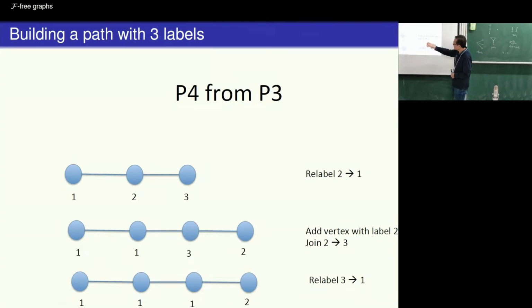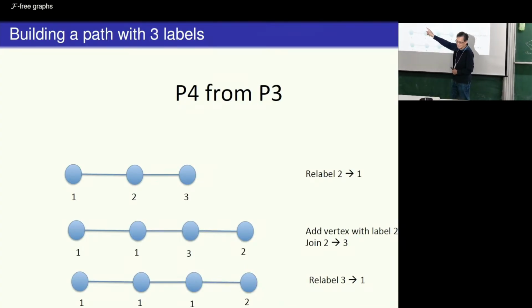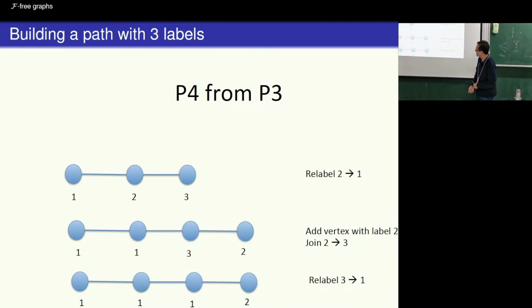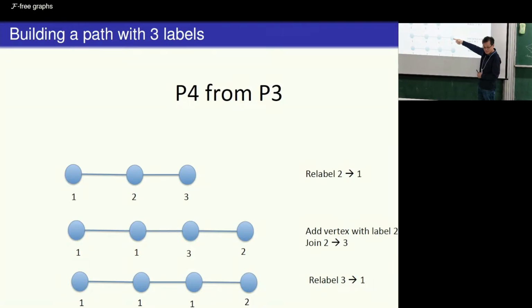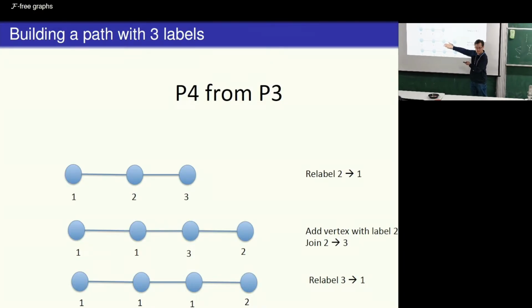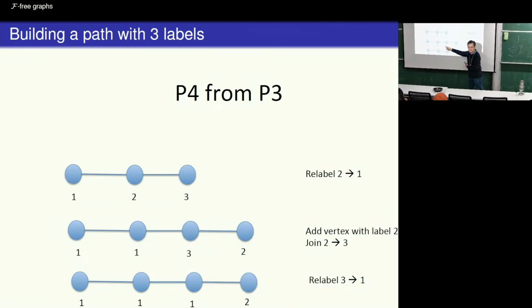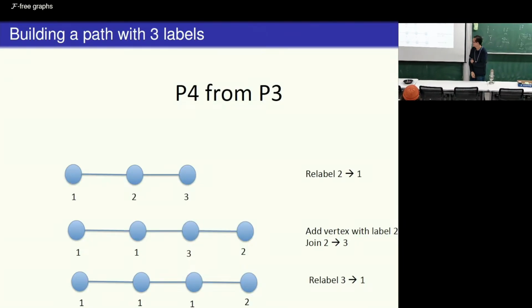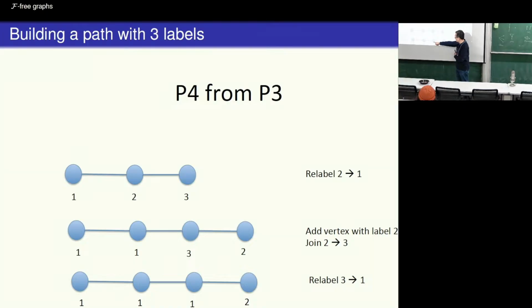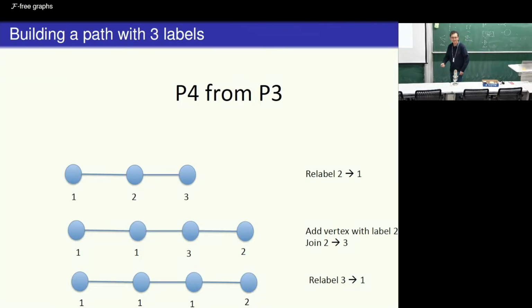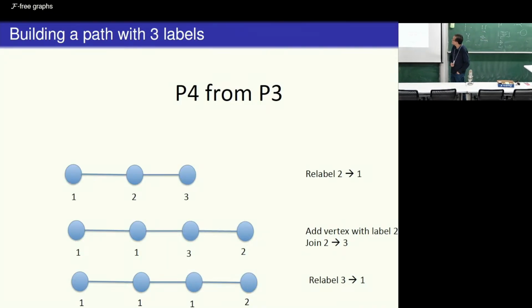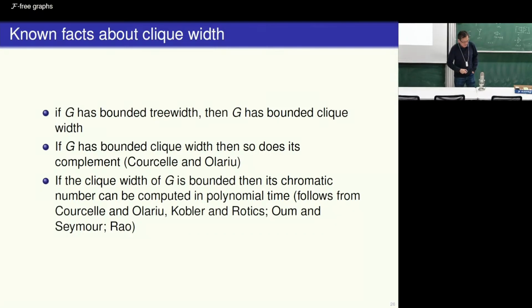Okay, easy. I have the P3, I relabel 2 to 1, I'm allowed to do that operation. So now 3 is a unique label. So I introduce a vertex with label 2 because 2 wasn't used before. I say join 2 and 3, right? And I relabel 3 to 1. So you can see in this way I can make a path as long as I want with 3 labels, right? Okay. So why is this interesting?